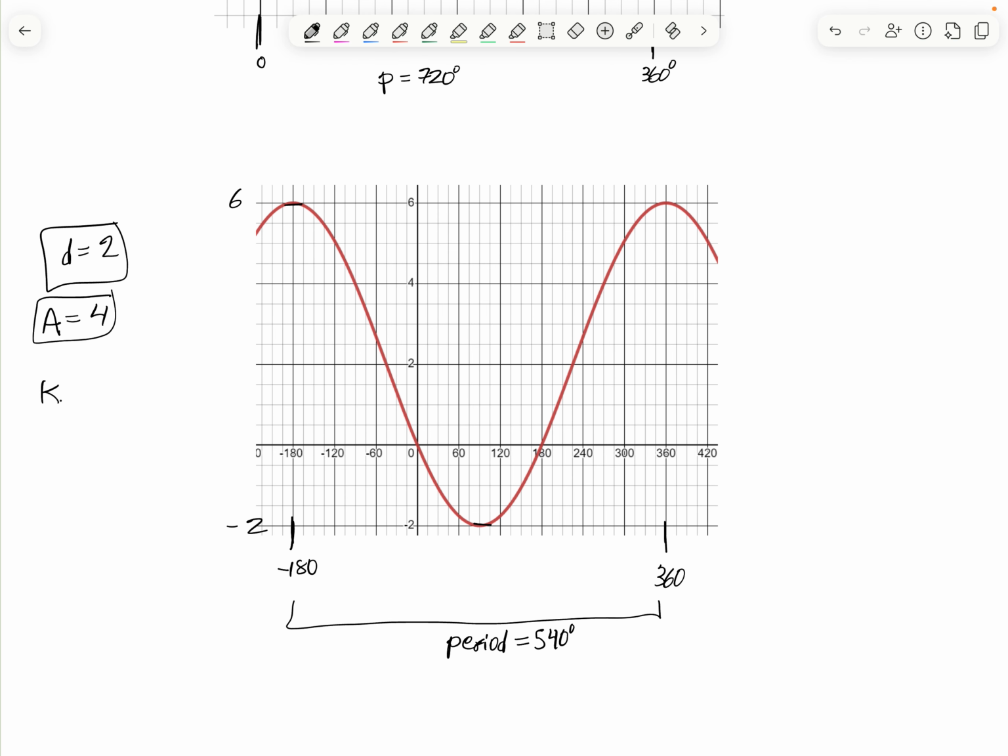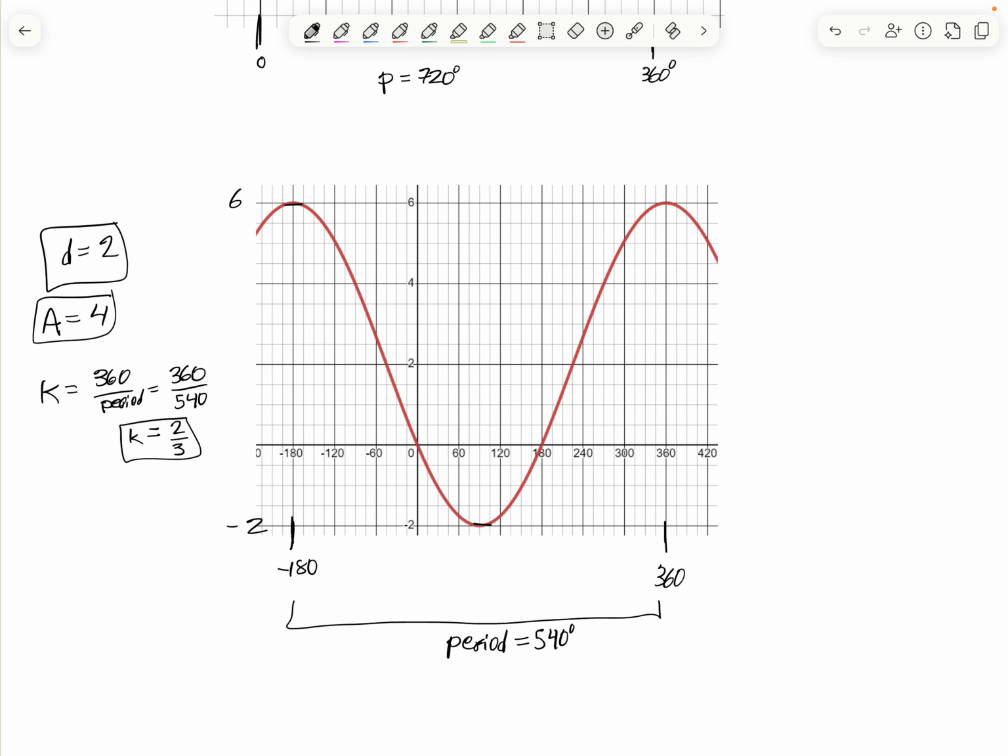And so we would say that K is equal to 360 divided by the period. So that's going to be 360 divided by 540. And so that's going to be 360 divided by 540 as a fraction. That is 2 over 3, 2/3. So that's my k value. All right, good. And we could figure out, do we want to use a cosine or sine?